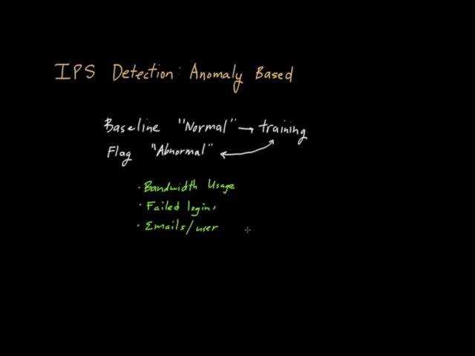Now, having said that, I think there are some challenges to anomaly-based detection. So let me talk about some of these challenges here. And I think the biggest challenge, and this is maybe the most fundamental challenge, is that you have to be able to identify normal. So normal may not always be normal. Normal is hard to identify.